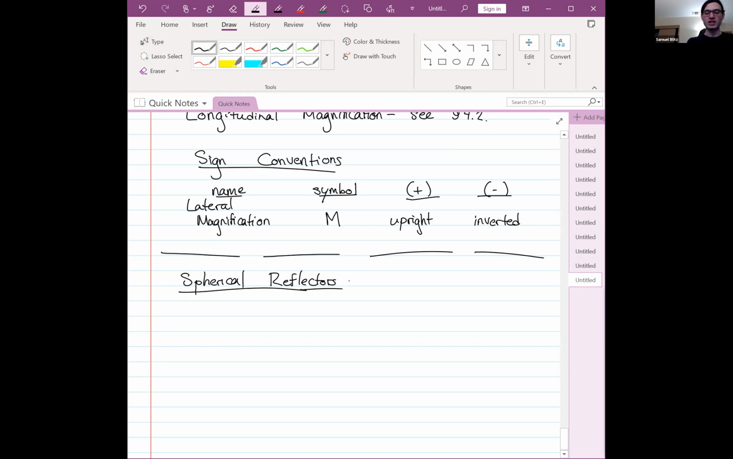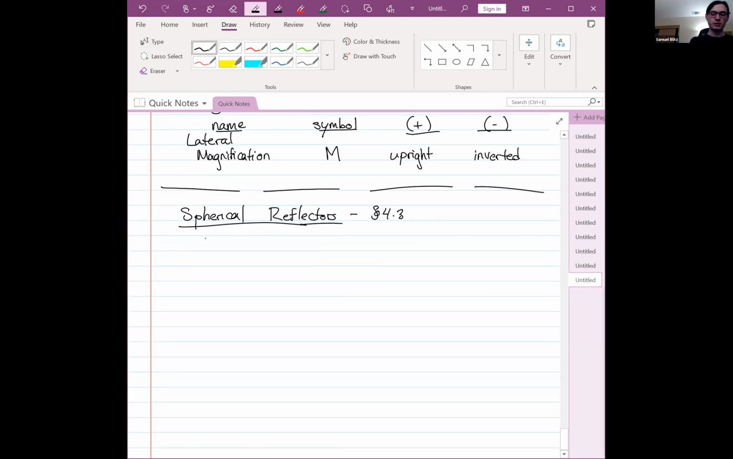Spherical reflectors are covered in detail in section 4.3. I'm going to do my best to also cover them in detail, but a lot of this relies on good drawings, so my drawings might not be great. So a spherical reflector is basically the answer to the question, what if the reflector is not planar? Planar meaning shaped like a plane, i.e. flat.